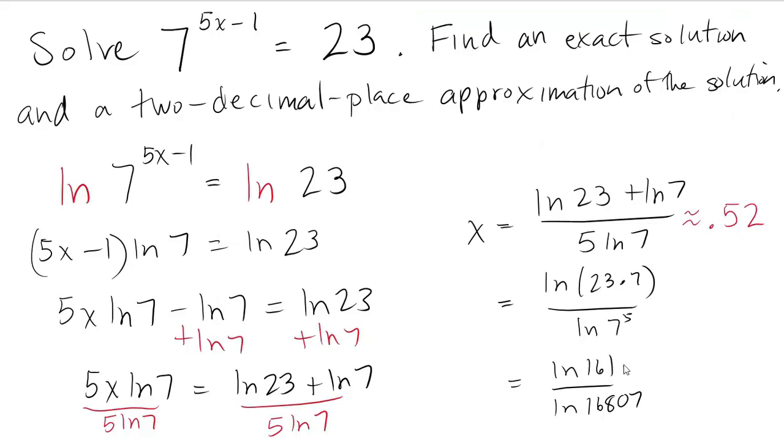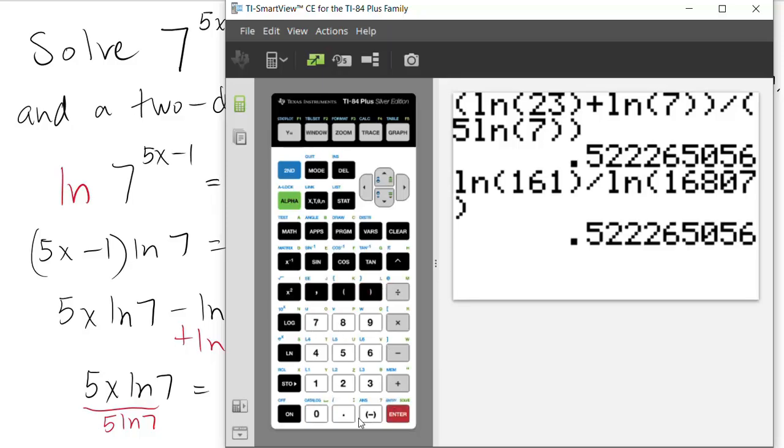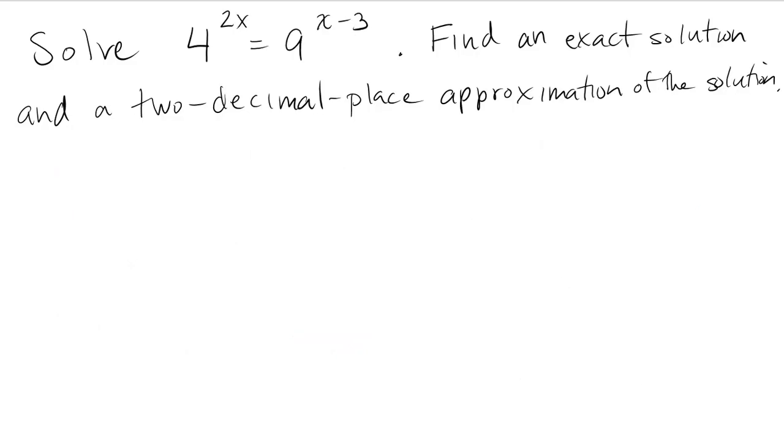You can see why some people would take the time to simplify though. While this was kind of nasty, it's easier to type into the calculator. The natural log of 161 divided by the natural log of 16,807 is much easier to type and gives us the same result. Now all of the problems we're going to do for the rest of the video are like this. We're just going to ramp up the difficulty by putting variables on both sides.